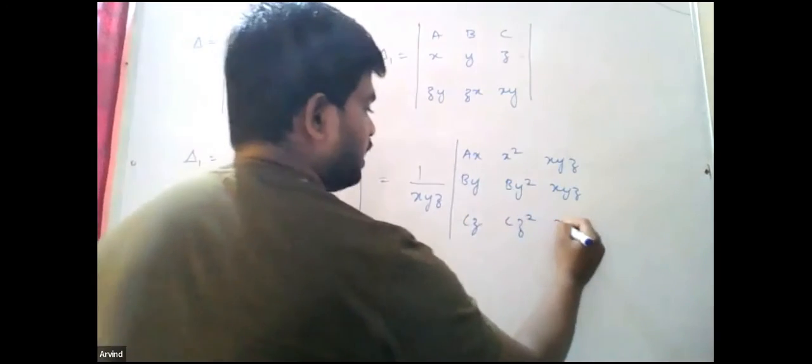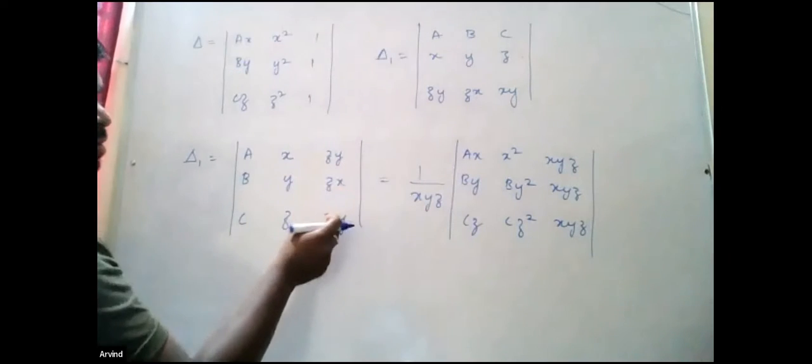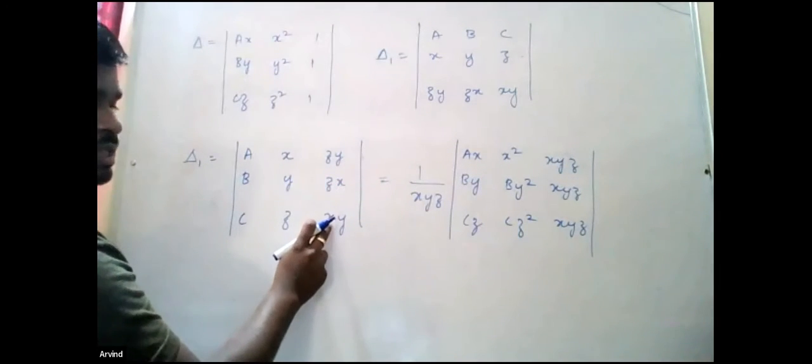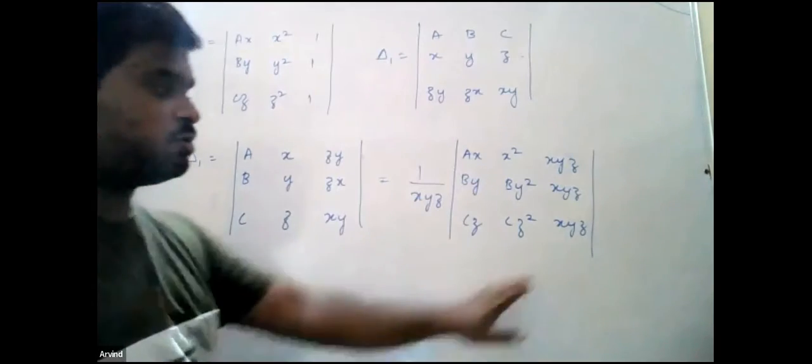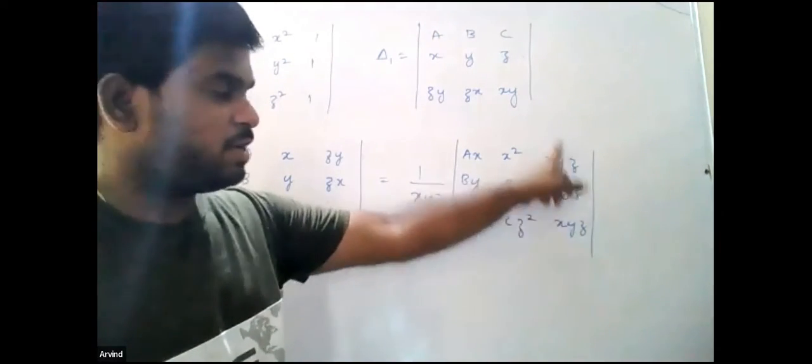cz, z squared, xyz. So here multiplying by x gives xzy, which I wrote as xyz. Here multiplying by y gives zxy, which I wrote as xyz. Here multiplying by z gives xyz. So that is what I've written. Now if you observe, in this column, xyz is the same.